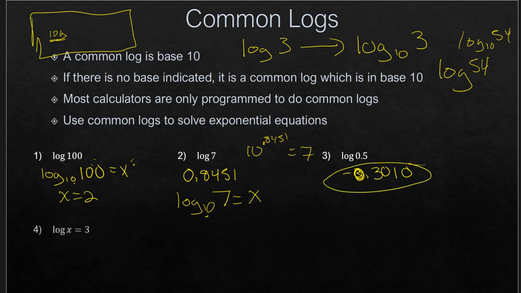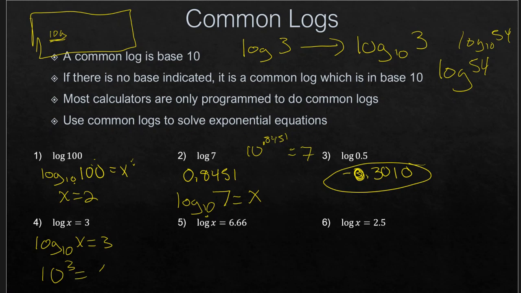Next one. All right, so for this one, the next couple, it's actually doing some solving. So what you want to do here is remember that this is the log base 10 of x, and this is 3. So if we are converting this, it's 10 to the third equals x. That's how we get our answer. And 10 to the third power is 1,000. So x is 1,000.